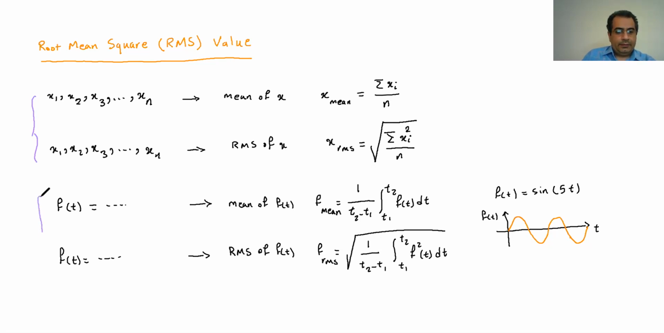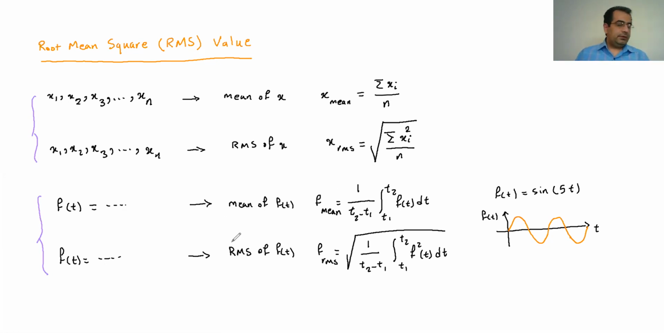So either we have the values as numbers, so we know x1, x2, x3, we have the numbers, or we have the values as, for example, a function. So we can calculate the mean or RMS value if we know the numbers, or if we know the function itself. This is how we do that.